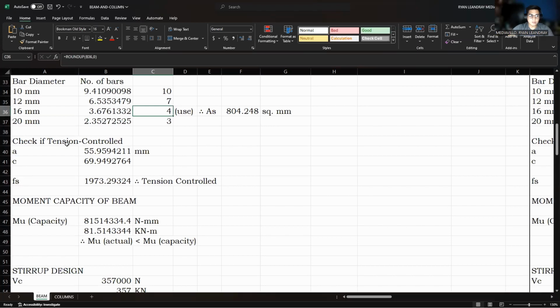And as you can see, I have checked if it is really tension controlled, getting the A and C, and using the formula 600 times B minus C all over D.